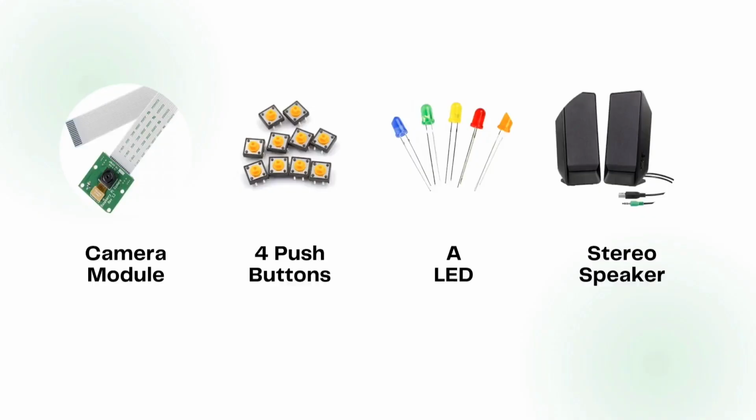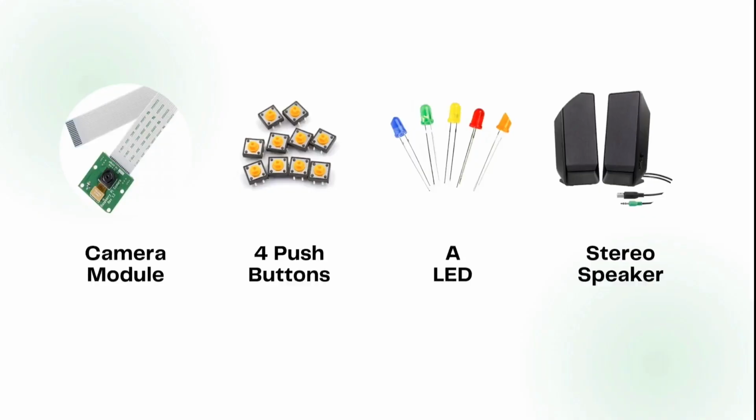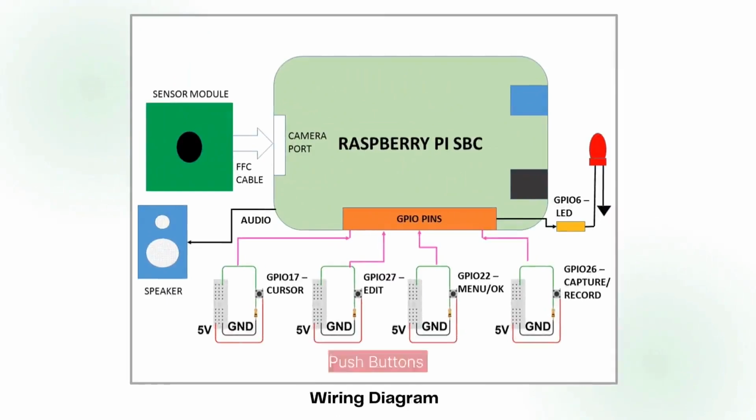Now let's move on to draw the wiring diagram. Wiring diagram. As shown here, we have connected the push buttons to GPIO pins. Also, the LED for indication has been added to GPIO 6. A speaker has been connected to the audio output connector of the Raspberry Pi. The rest of the wiring is self-explainable.